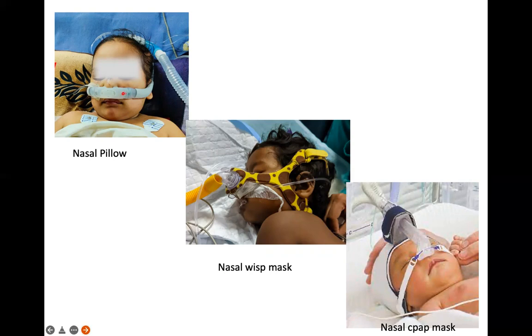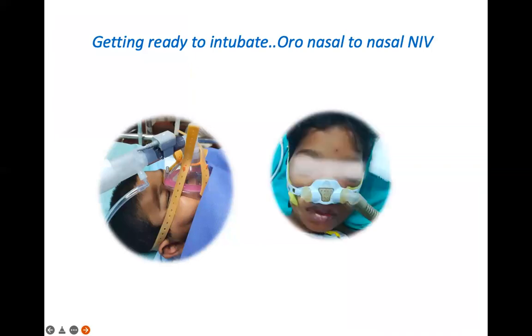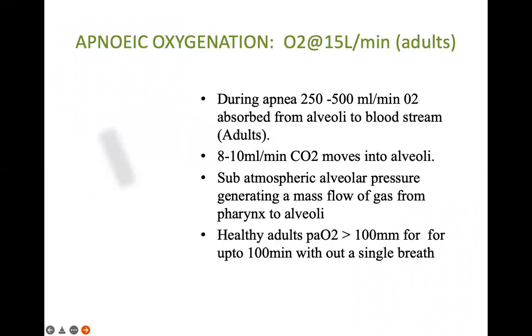At the same time, it also ensures that the loss of PEEP during intubation is minimum, especially for a child with pneumonia. And if you're having an oronasal mask, you can think of shifting on to a nasal mask and then intubating, especially in cases of bad ARDS. Okay, so that was one way of decreasing the chance of hypoxia. Now, the second is, while you're intubating, do apneic oxygenation.